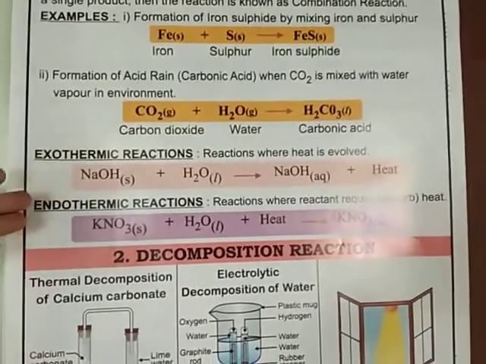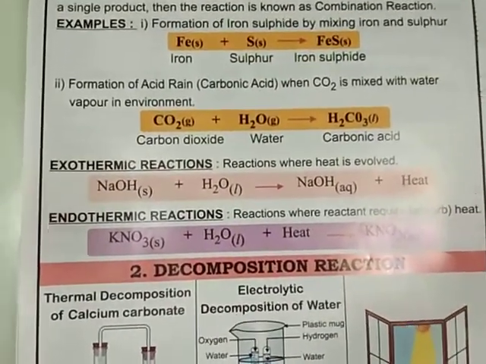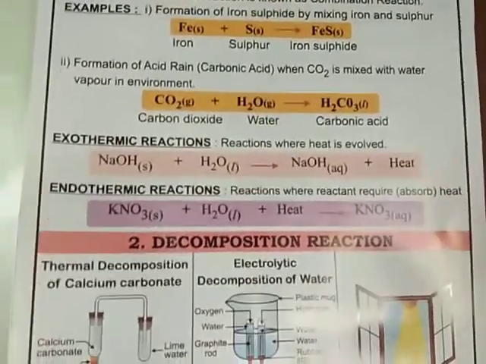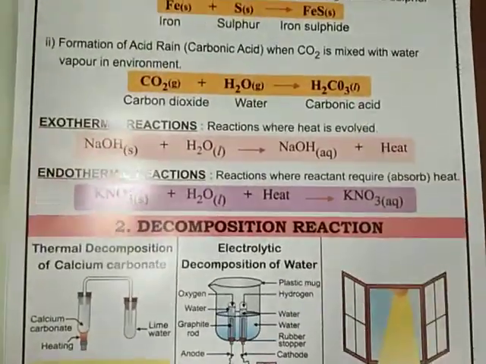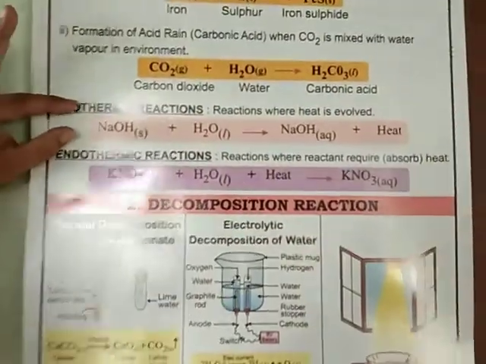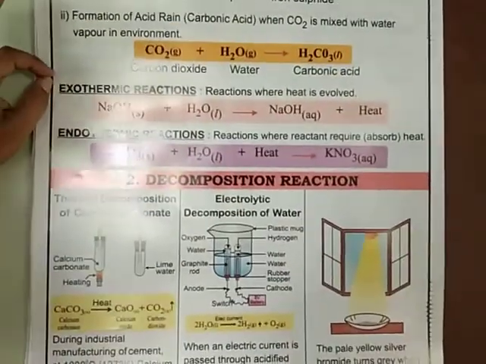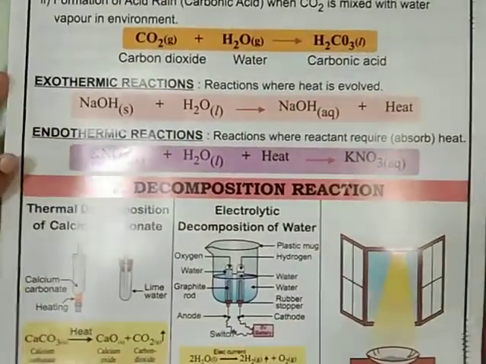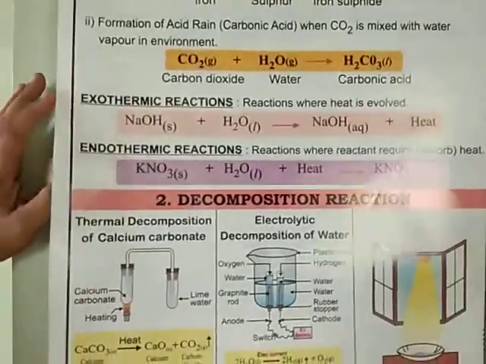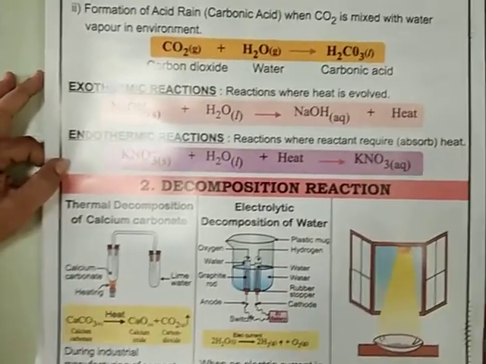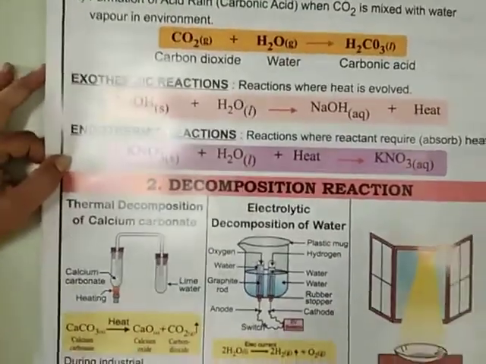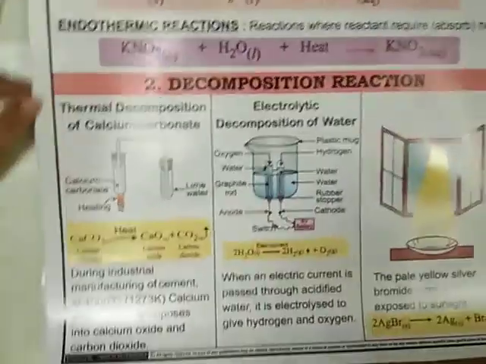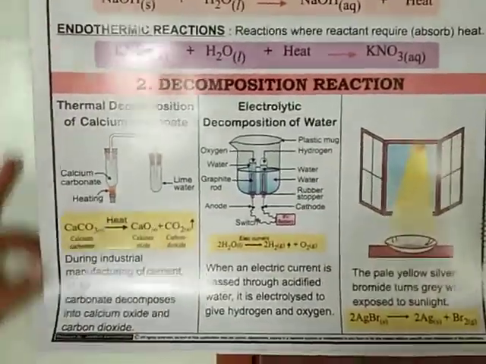Here are two reactions related to exothermic and endothermic reactions. Sodium hydroxide NaOH plus H2O gives NaOH solution plus heat. That means heat is evolved in this reaction, so it is an exothermic reaction. And potassium nitrate, that is KNO3 plus water plus heat gives KNO3 aqueous solution. Heat is absorbed in this reaction, so it is an endothermic reaction.